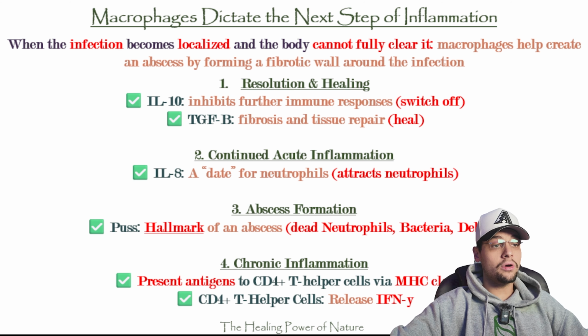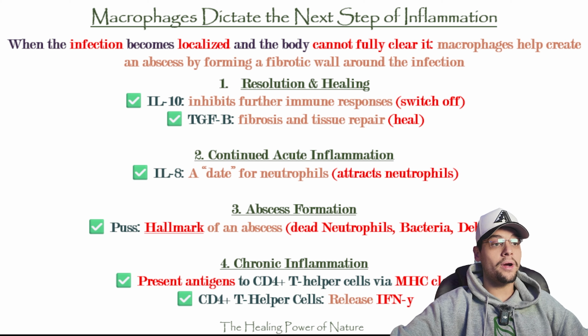An example you'll often see is with tuberculosis, TB. So Mycobacterium tuberculosis leads to the formation of granulomas. Macrophages act as antigen-presenting cells and present the bacterial antigen to CD4 positive T cells that release cytokines that perpetuate the chronic inflammatory response, ultimately leading to granuloma formation.